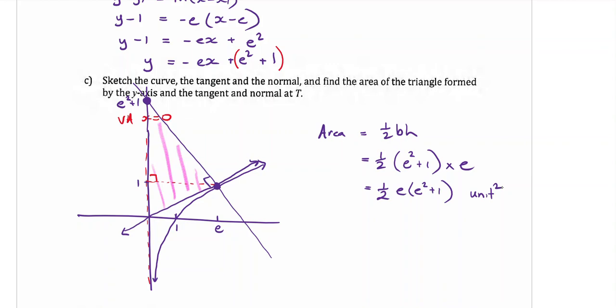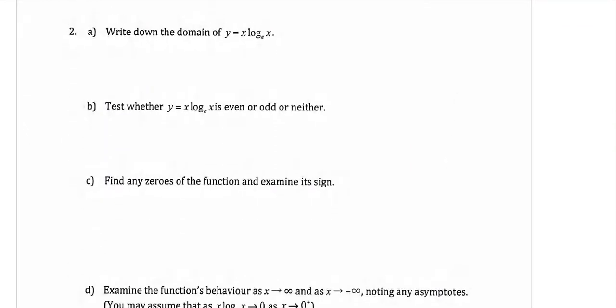All right, on to the next one, question 2. Write down the domain of y equals x log e of x. All right, we know the domain of log e of x, right? What is it? x must be greater than 0. If I times it with x, what does that change? Nothing. Because log will only exist when x is greater than 0, timesing it by x means that it still has to be that x is greater than 0.